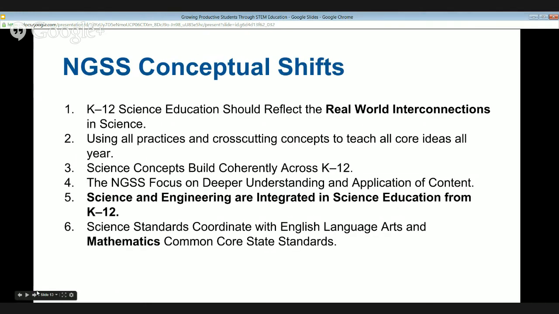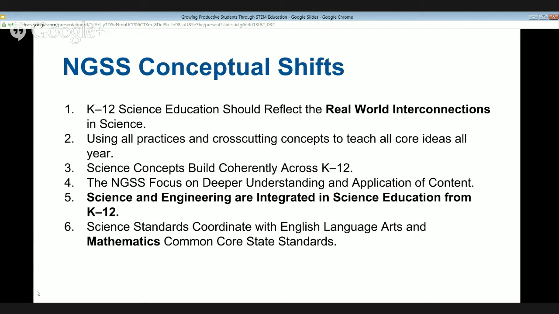There are some conceptual shifts, however. In NGSS, K-12 science education should reflect the real-world interconnections. Now, does that sound familiar? It's something we just talked about with STEM education and making it meaningful. The real-world interconnections are critical. It capitalizes on this as students design their problems to actually solve these real-world problems. It uses all the practices and cross-cutting concepts to teach all core ideas all year long.